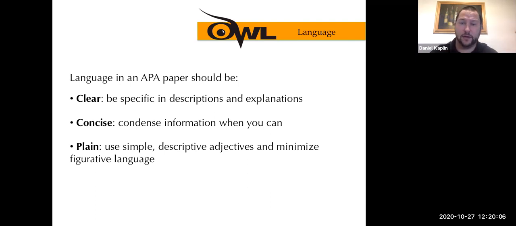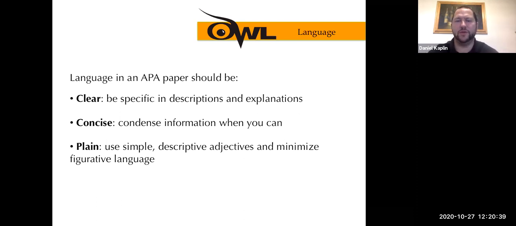It's got to be clear, be very specific, and make sure that it's understood what you're trying to convey in all of your explanations. Be concise. Say a lot with as few words as possible. Some of you have written papers and you might have had professors say, oh, there's fluff in this document. They were probably telling you that you had sentences that were unnecessary. So you need to work on concision.